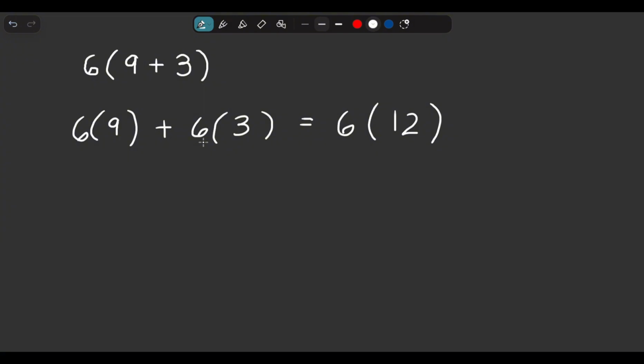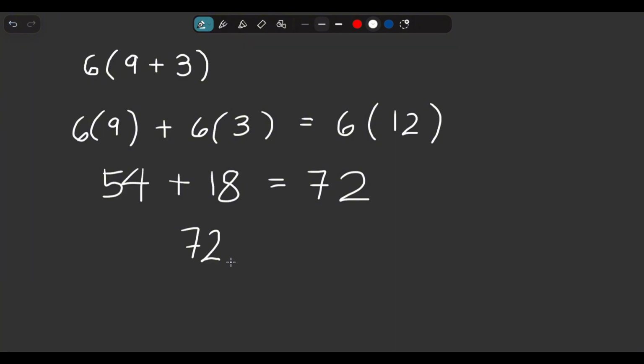Now let's calculate. 6 times 9 is equal to 54, and 6 times 3 is equal to 18. 6 times 12 is equal to 72. 54 plus 18 is equal to 72. Therefore, 72 is the final answer.